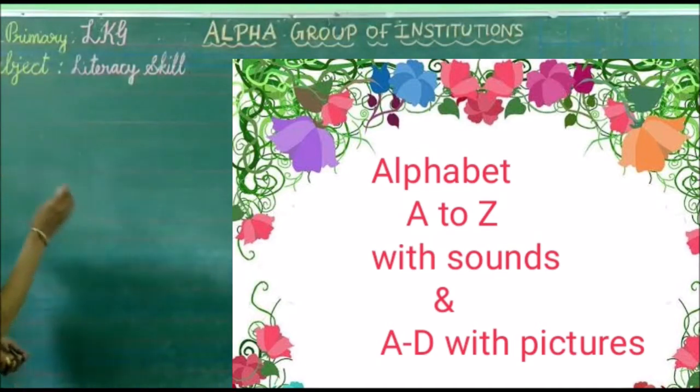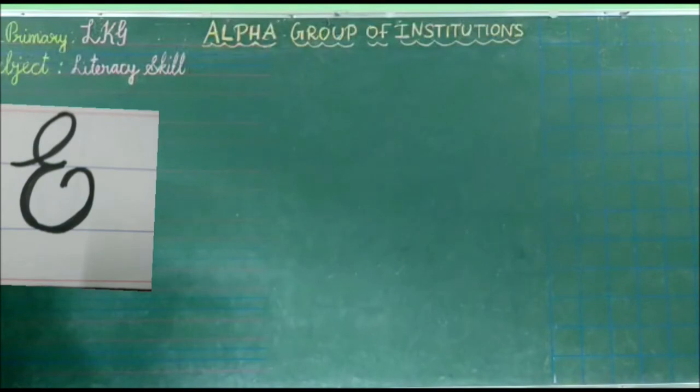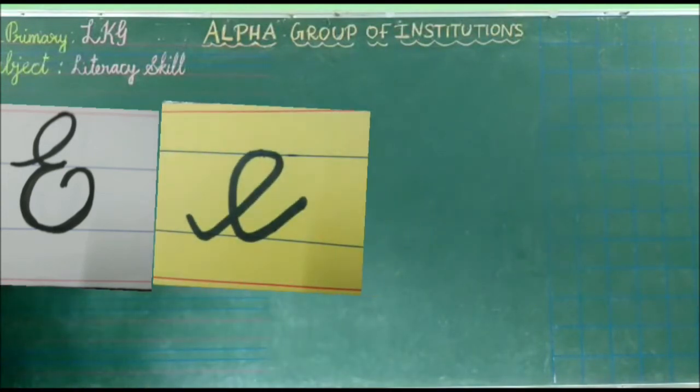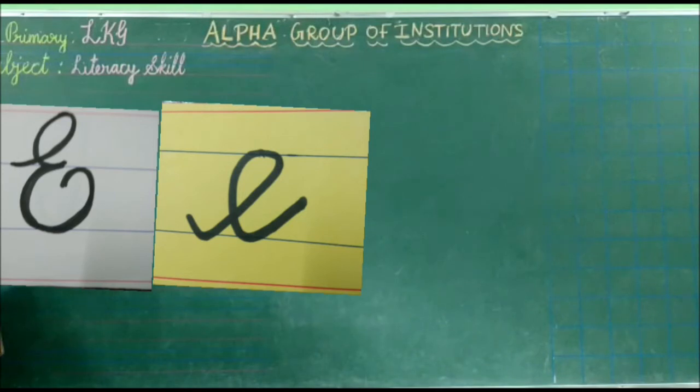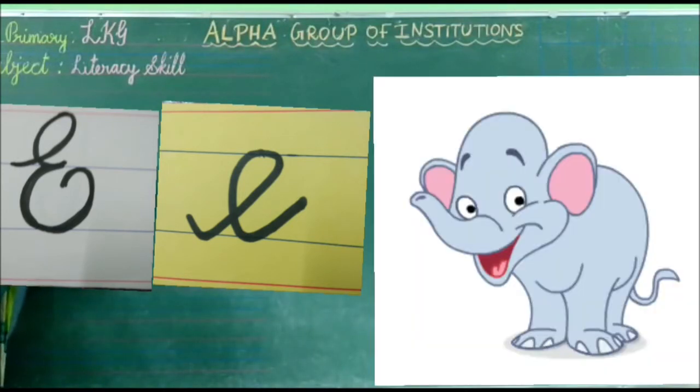Alphabet E. See here. Tell me what letter is this? E. This is capital letter E, and this is small letter E. E sounds A. E sounds A. Here we have an elephant. What is it? Elephant.